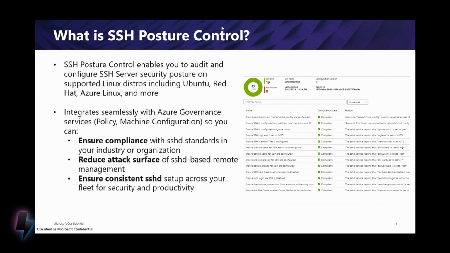SSH Posture Control enables you to audit and configure your SSH server posture on supported Linux distros such as Ubuntu, Red Hat, Azure Linux, CentOS, and more. It integrates seamlessly with Azure governance services such as Azure Policy and machine configuration. So you can do three really important things: ensuring compliance with SSHD standards in your industry or org, reducing the attack surface of SSHD-based remote management, and ensuring a consistent SSHD setup across your security fleet.